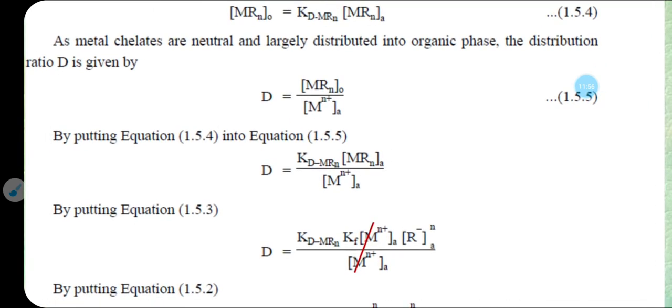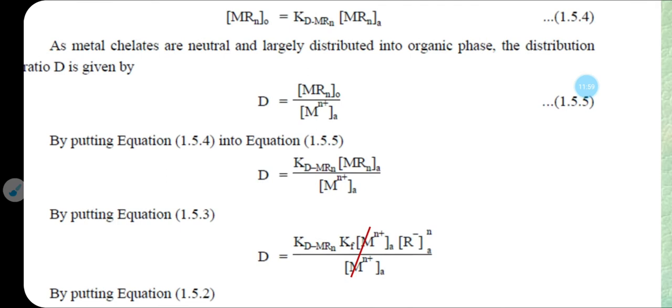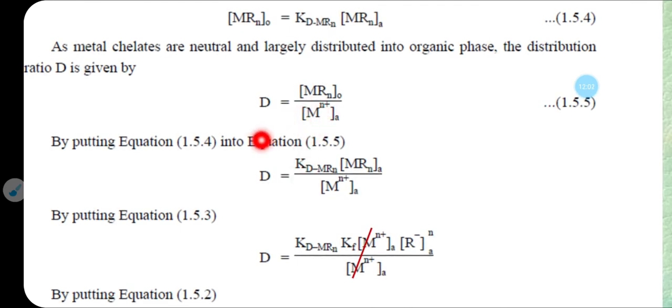So substitute the values from equation 4, the concentration of metal chelate in organic, in this equation. Then D is equal to the distribution coefficient of the metal chelate times the concentration of metal chelate in aqueous. These values are substituted in equation 1.5.5. So we get D equal to the distribution coefficient of the metal chelate times the concentration of metal chelate in aqueous divided by the concentration of metal ion.